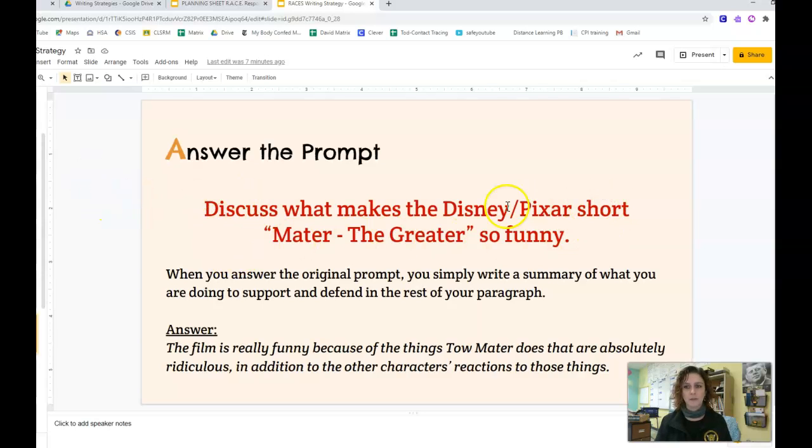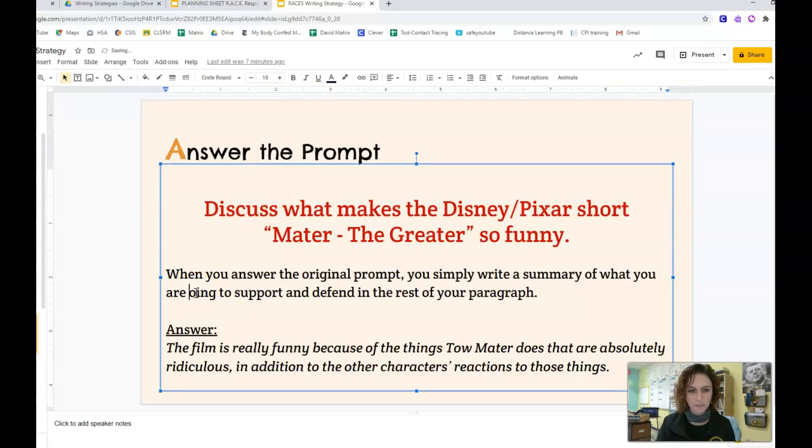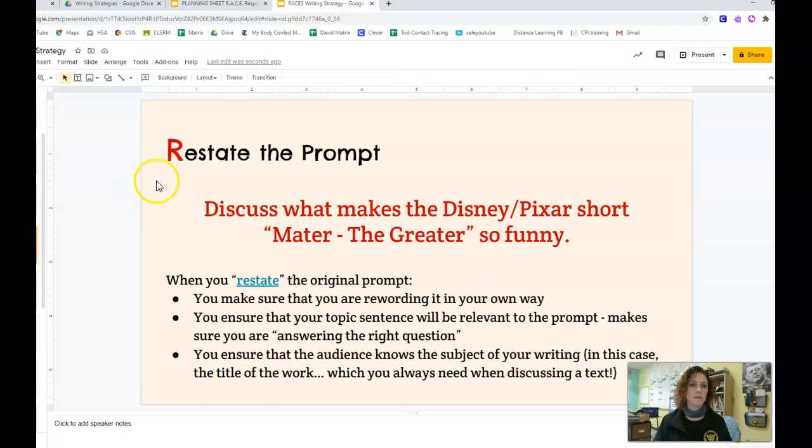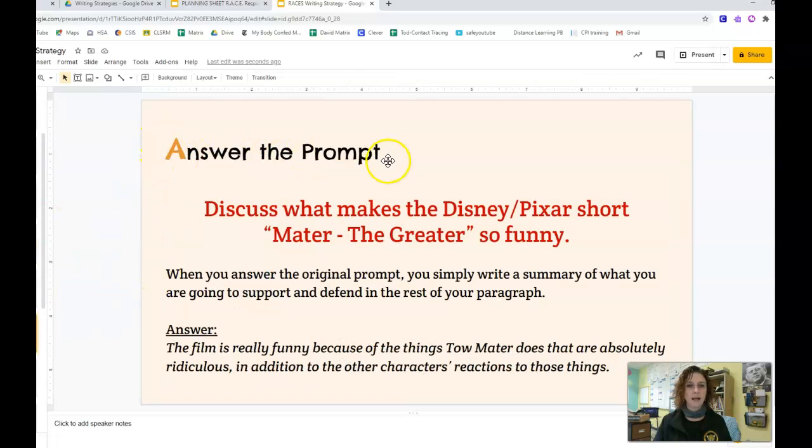So again, our prompt is right in front of us, okay? So when you answer the original prompt, you simply write a summary of what you are going to support and defend in the rest of your paragraph. So my answer to this question is, the film is funny because of the things Tow Mater does that are absolutely ridiculous in addition to the other characters' reactions to those things. Okay, so it's funny because one, Mater does ridiculous stuff, and two, the other characters react in ridiculous ways. So R, restate the prompt. A, answer the prompt.